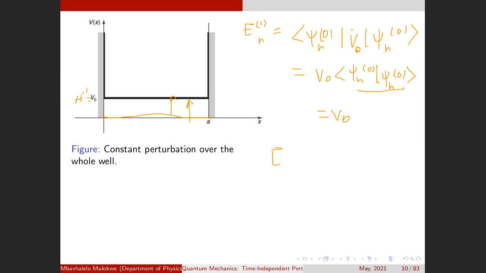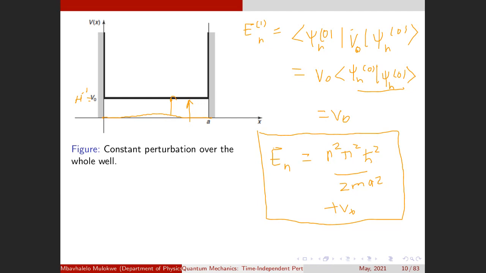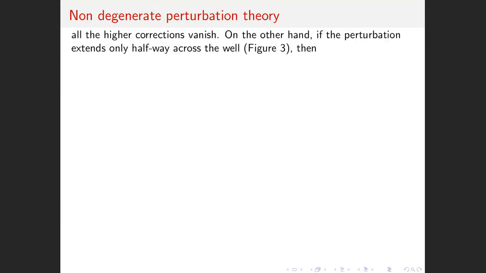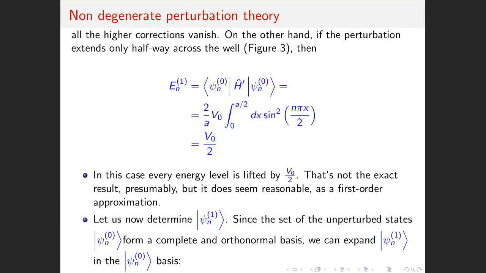So to summarize, the change in the energies will be n²π²ħ² over 2ma² plus V0, and this is exact. The other example would be, you only change it slightly, so you raise the floor only between 0 and a over 2.